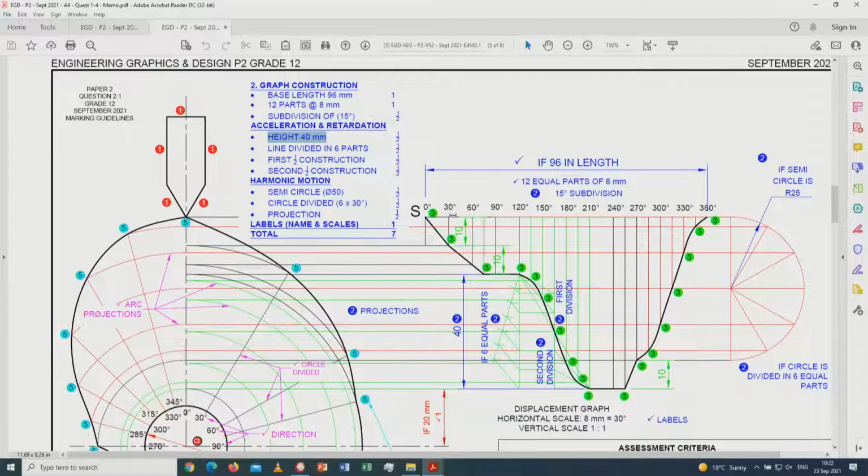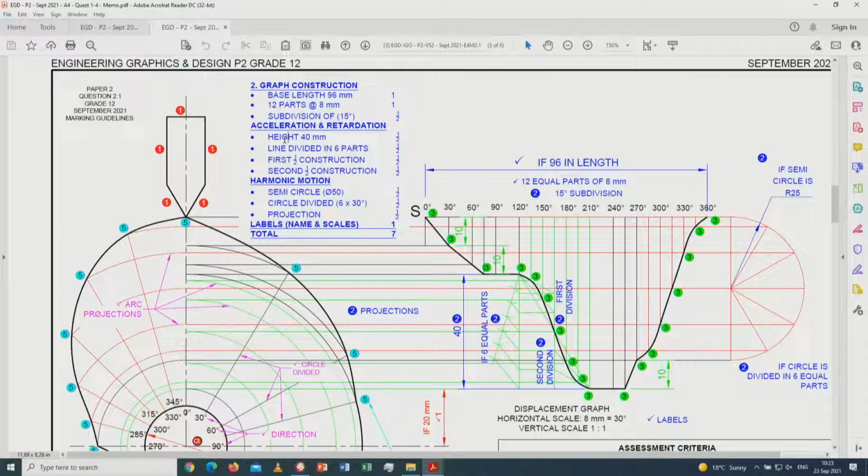Now remember, he went down, and he went down again, and he rested, and now that remaining part over here is 40 millimeters. So if that is 40 millimeters, you can get a half a mark for that. Okay, sorry, I missed out this one. Subdivision of 15 degrees. That is these smaller increments that you see over there. That's the subdivision of a half a mark over there.